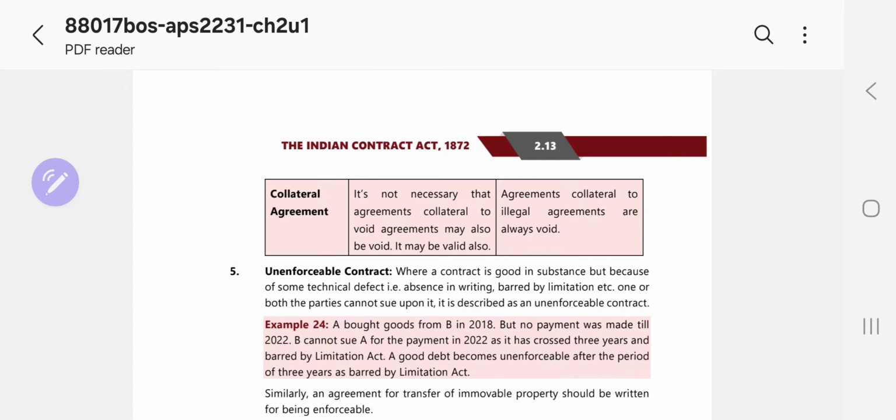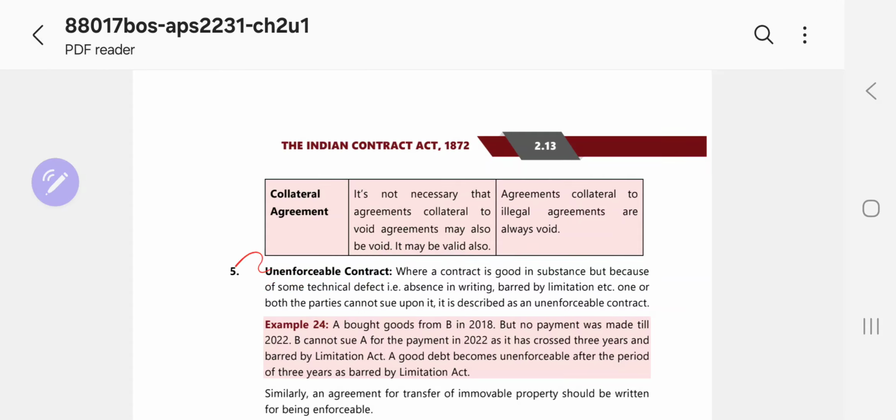Maybe that activity is a valid contract, maybe that activity involves enforceability of law. But in an illegal agreement, any collateral agreement, any activity which is related to the illegal contract, automatically becomes illegal or void.